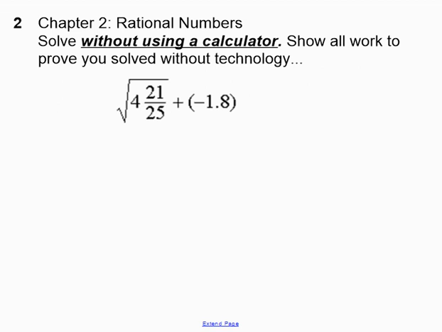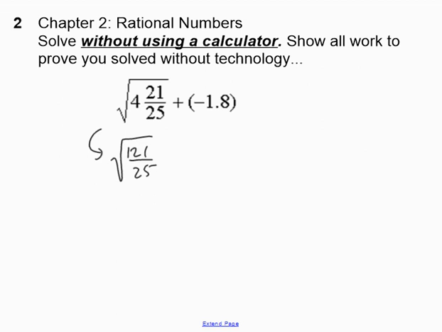In the first Reachback, we had the square root of a proper fraction, I think it was 9/25 or something like that. This one is a mixed fraction. So in order to solve it without a calculator, you need to think about 4 and 21/25 as its improper fraction. So 25 times 4 is 100, plus 21 is 121 over the original denominator of 25.